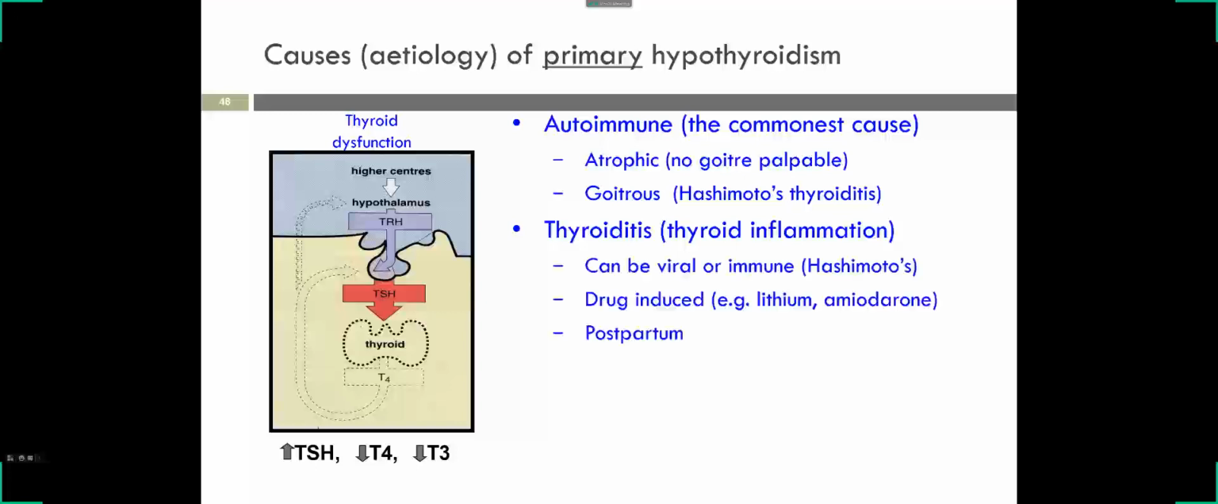It can be thyroiditis, which can be viral or immune. It's Hashimoto's that we'll talk about. Occasionally, it can also be induced by side effects of a drug, and we'll talk about that. For example, in patients that are being treated for depression, lithium can cause thyroiditis, and some of the SSRIs, amiodarone.